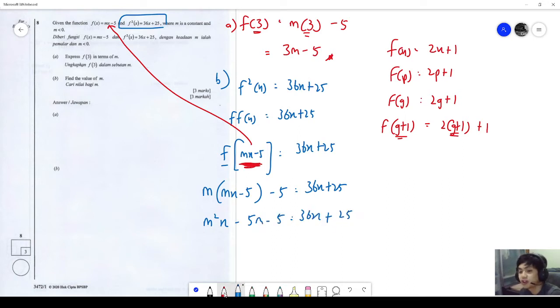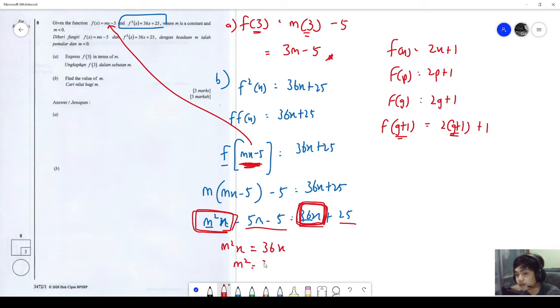At this point, we can compare either between this and this or this and this. It is your choice. Why we can compare them is because we are comparing the coefficients of x, because this is m squared x where the coefficient is m squared, and this is 36x where the coefficient is 36. So you get m squared x equals 36x. You can drop the x, so m squared equals 36. If you square root both sides, we have m equals plus or minus 6. Since they already mentioned that m is less than 0, therefore m is equal to negative 6. So this is question 8 done.